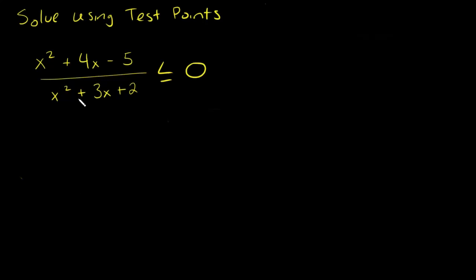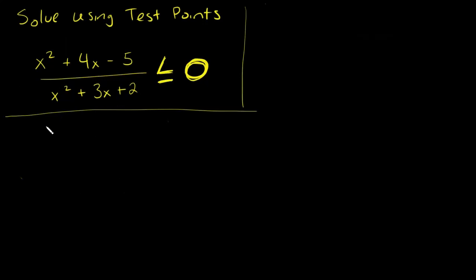All right, so in this video, we're going to solve this rational inequality using test points. The first step in solving a problem like this is to make sure that you have 0 on one side of the inequality, which we do already here. So that's good to go. We're trying to find where this fraction is less than or equal to 0.